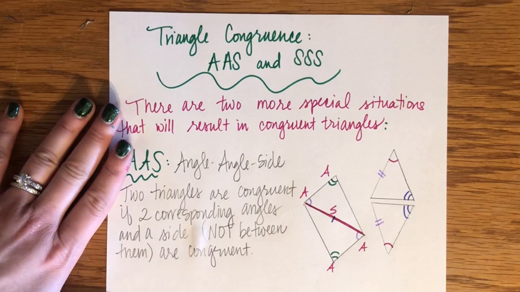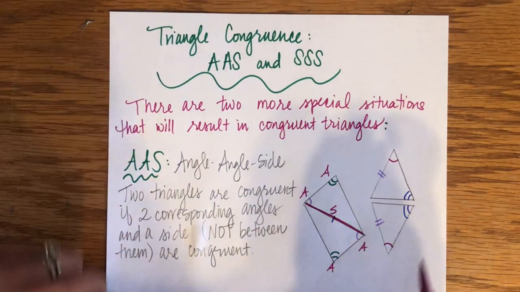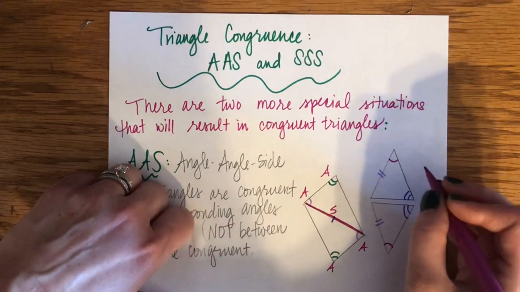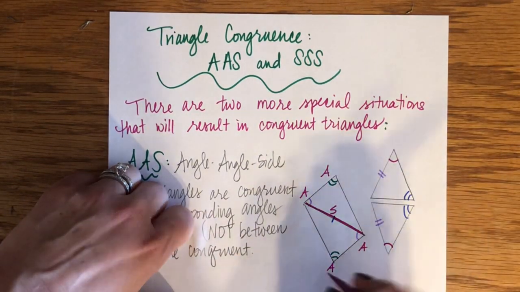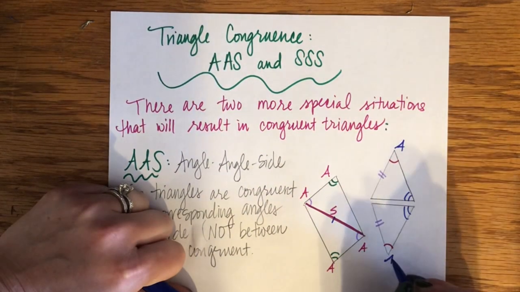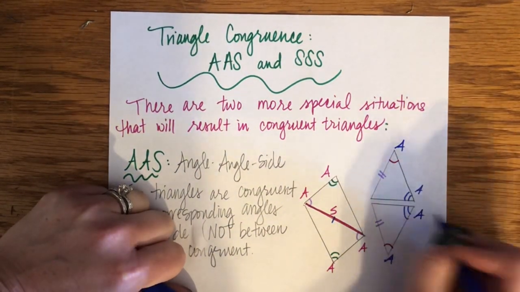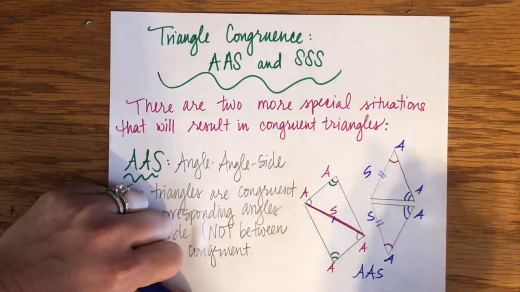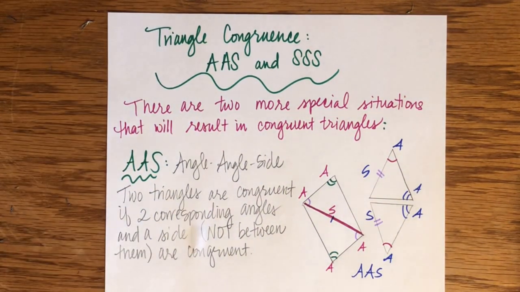So if you take a look then at this next one, these ones are not connected, but you'll see, it's kind of easier to see it when they're not connected. We've got our angle, another angle, and a side. So each of these, we can see angle, angle, side, because the side is not in between them.